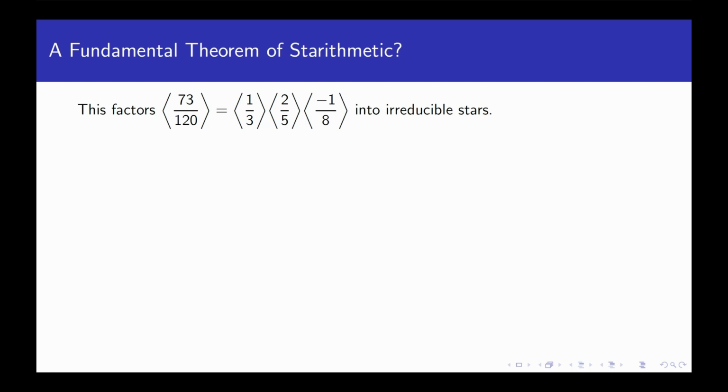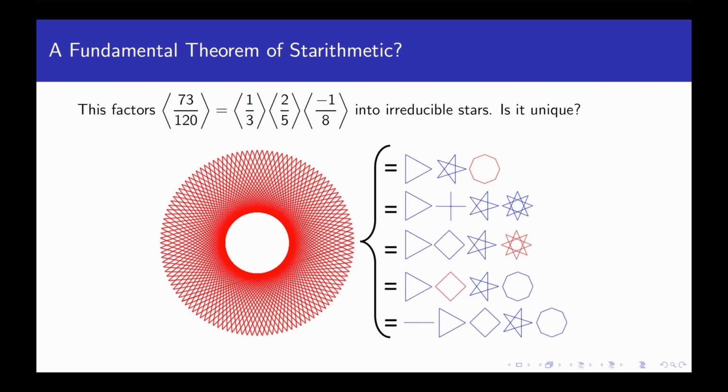That sounds like a fundamental theorem of arithmetic if I can get one extra thing out of it. What's the one thing that the fundamental theorem of arithmetic also says? Uniqueness. Is this unique? Nope. Ta-da! This is not a unique operation. There are at least five different factorings of this star into irreducible substars.